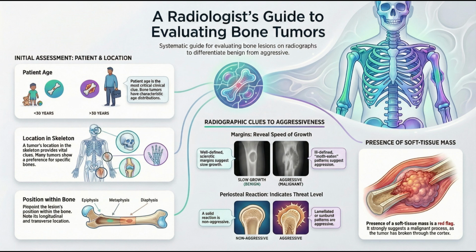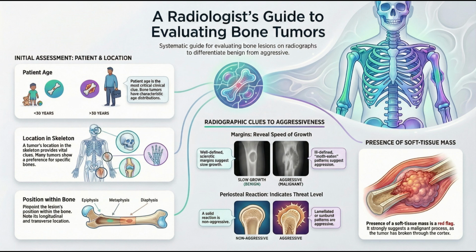So, for instance, aggressive margins, Lodwick type 2 or 3, the moth-eaten or permeative, that scores the maximum, 7 points. 7 points, just for that? Just for that. The presence of a soft tissue mass scores 4 points. Any aggressive periosteal reaction, like a Codman triangle or a sunburst pattern, that also scores 4 points. And a known history of malignancy automatically adds 2 points. So you add up the score based on the most aggressive findings you see, and that sum dictates the immediate next step for the patient.